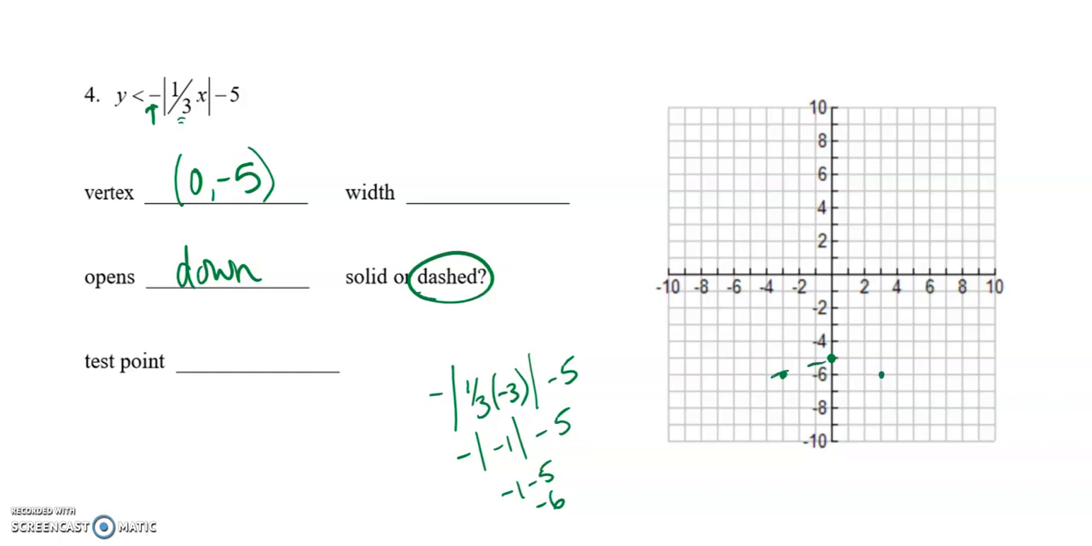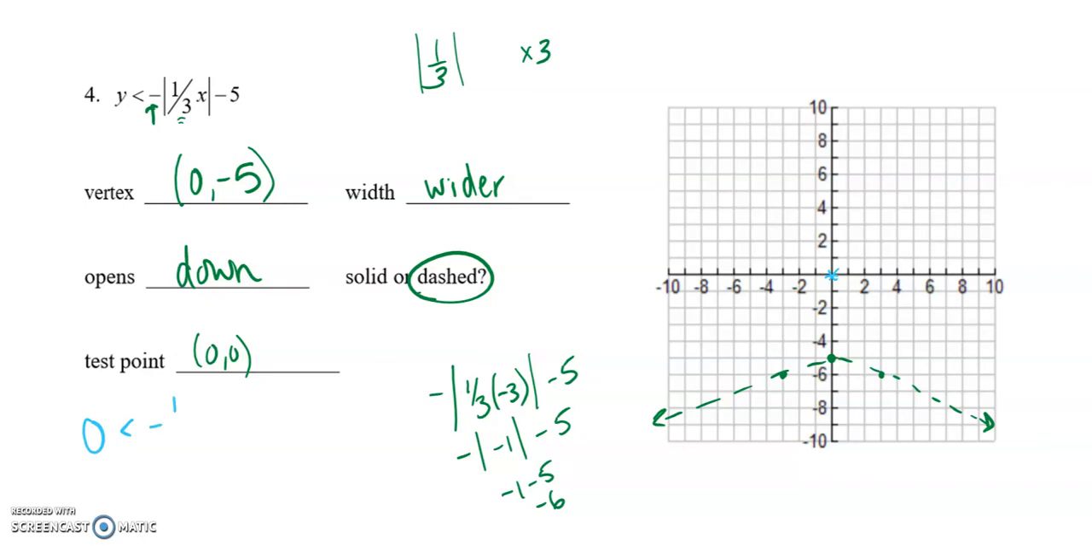This was dashed. Pick a test point. I'm going to go 0, 0. So sorry, the width is wider than normal. The 1/3 is inside the grouping, opposite of what you expect. So it's going to basically multiply things by 3. So that's going to stretch it horizontally by 3, which will then make it wider. Test point 0, 0. So it's out here.